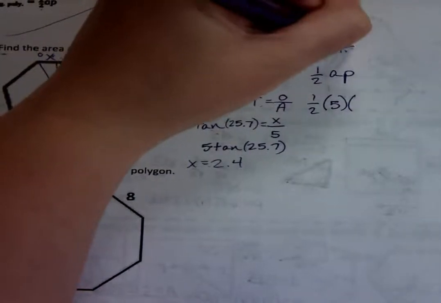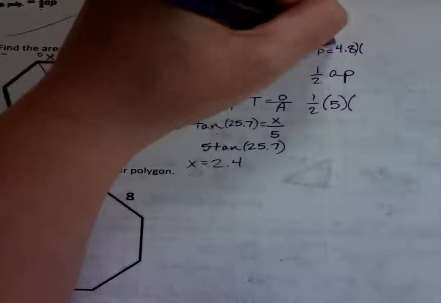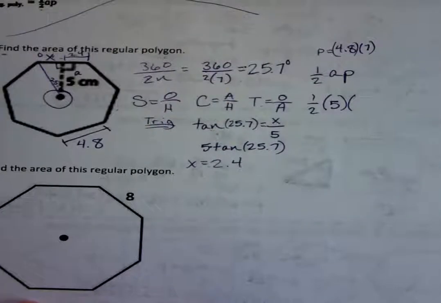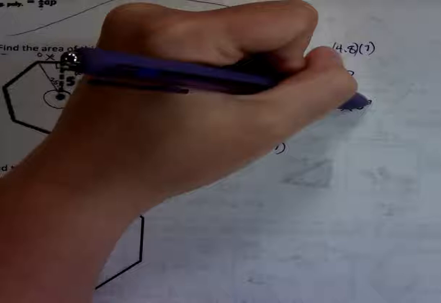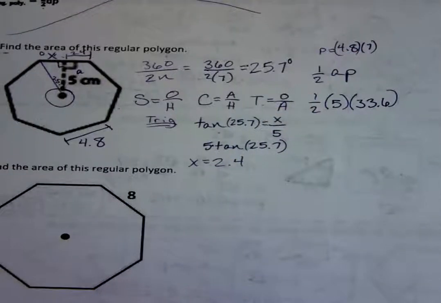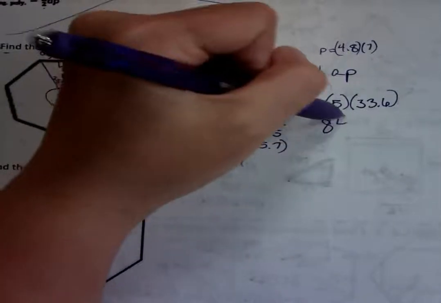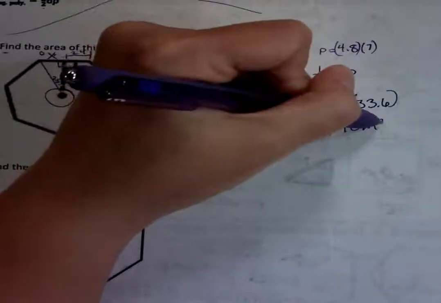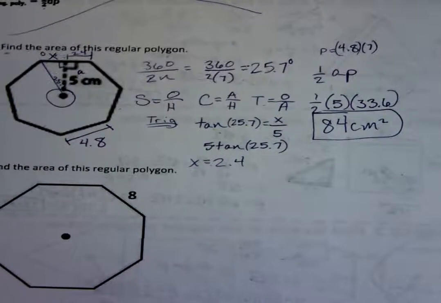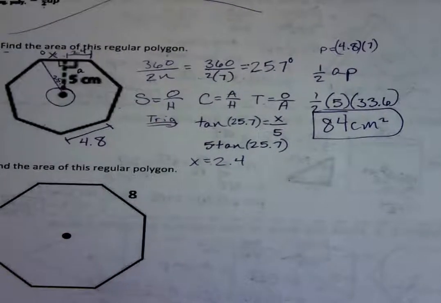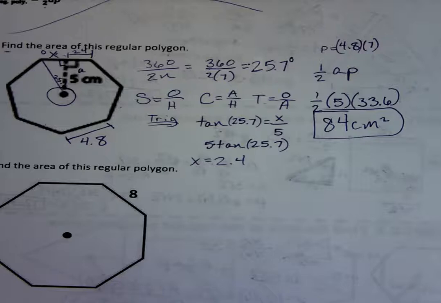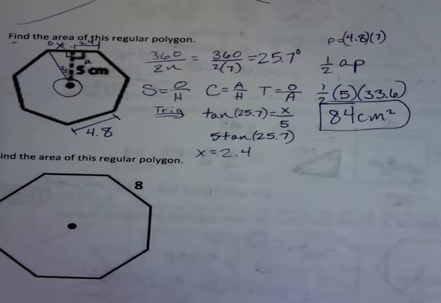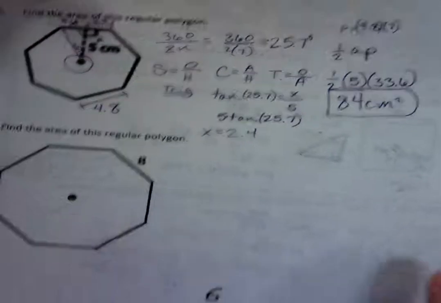So perimeter is 4.8 times the number of sides, 7. I'll just tell you what that is. It's 33.6. And then this actually ends up being really nice. It comes out to be a whole number, 84 centimeters squared. Okay. Yes, these problems take a long time, but you're doing the same thing every single time. So it's not ultra tricky. Let's look at the very last one.